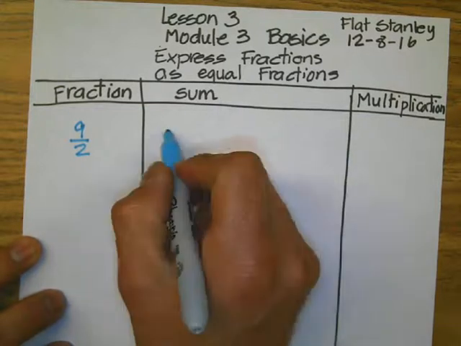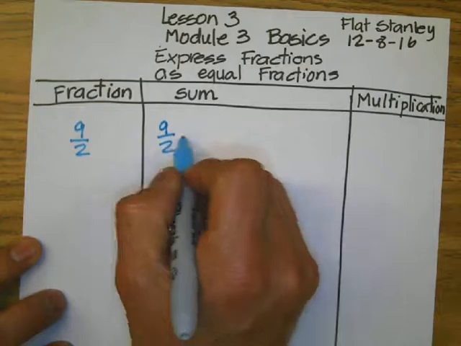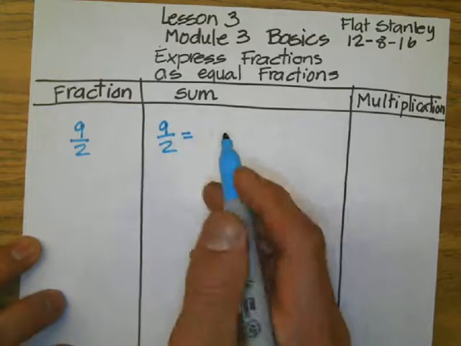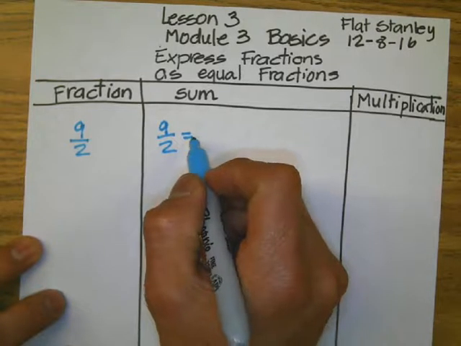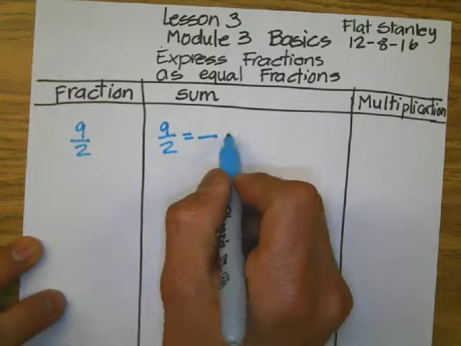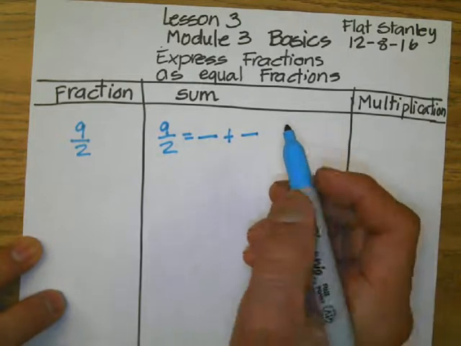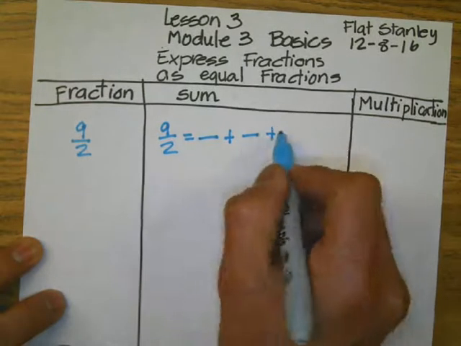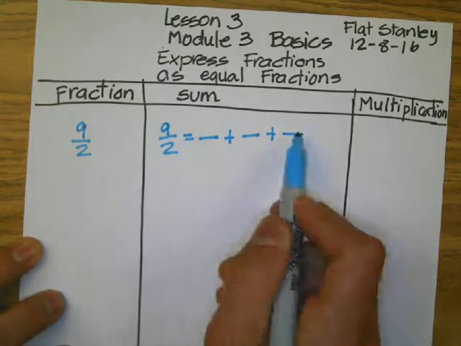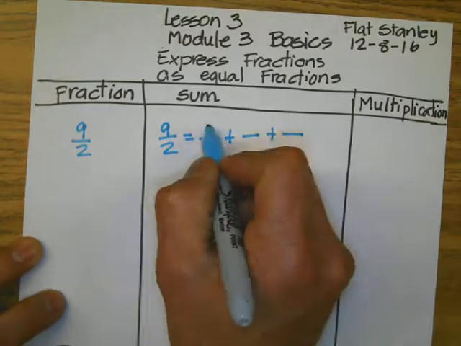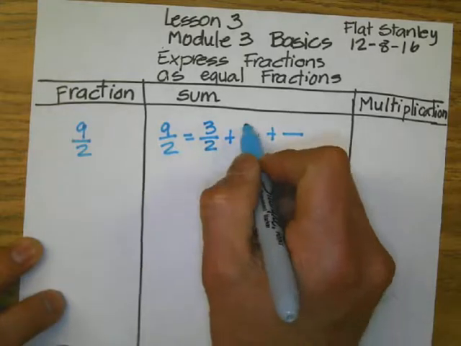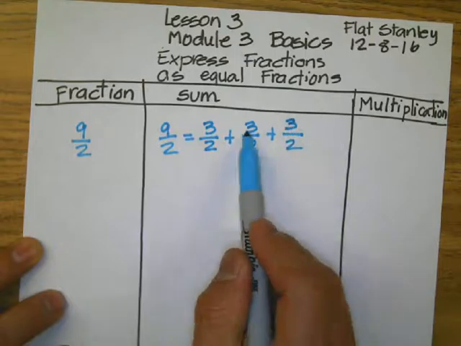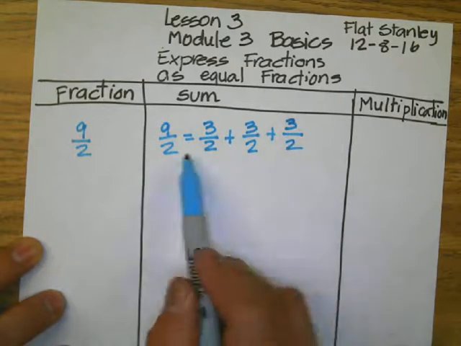So your first step here is just to say, okay, I can break down the 9 into groups, 3 plus 3. Then 3 plus 3 equals 6, but that will not make it. What if you say 3 plus 3 plus 3, that will equal 9. So let's see, 3/2, and 3/2, and 3/2. 3 plus 3 plus 3 equals 9. And the denominator is the same, so it stays the same.